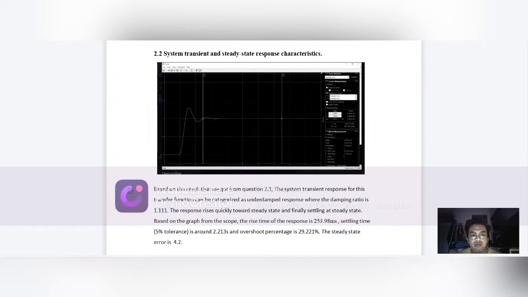That's all for the system transient. Next, for the steady state, the steady state error is about 4.2.